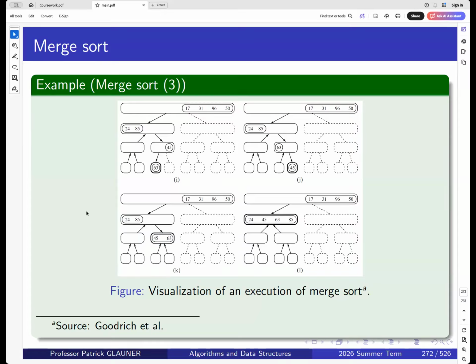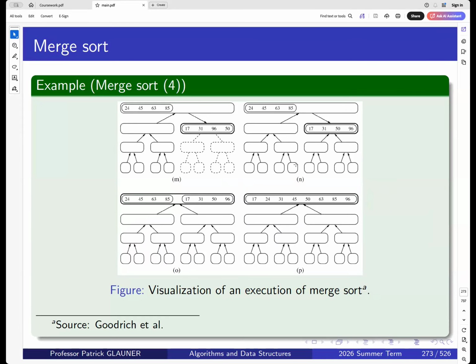So the challenge here is splitting the data set into ever smaller subsets, then having single elements, and then putting them into the right order. I have a list of two, then another list of two, and then I merge these lists together until I have a larger list, which I have done here. So that 24, 45, 63, 85 is done. I still have the other right sublist, 17, 31, 96, 50. This would still need to be split and merged.